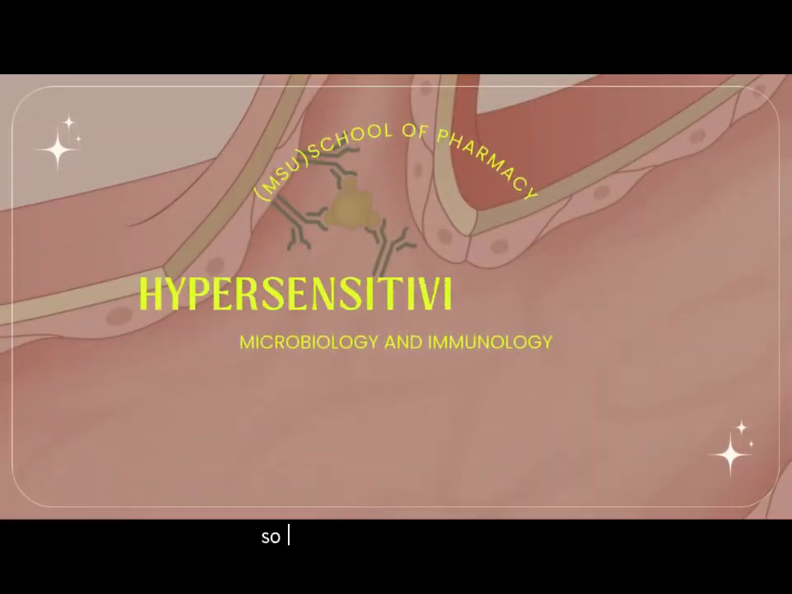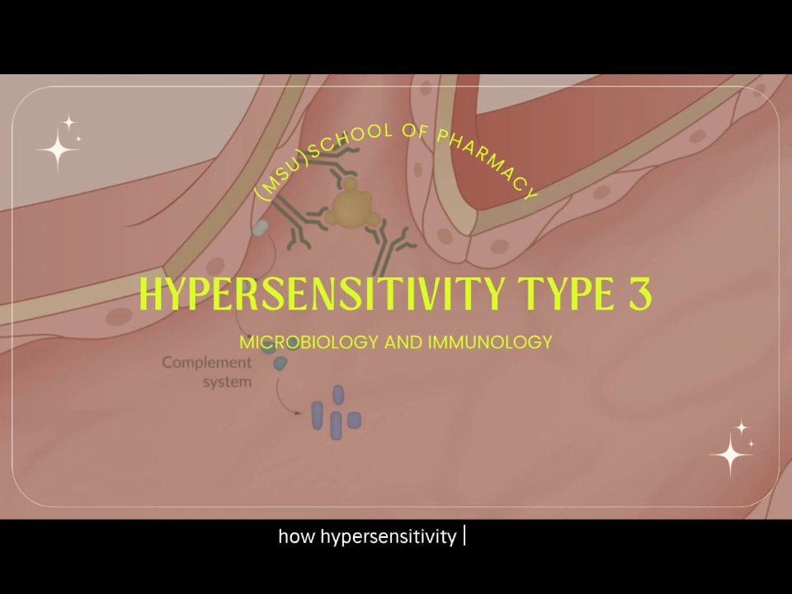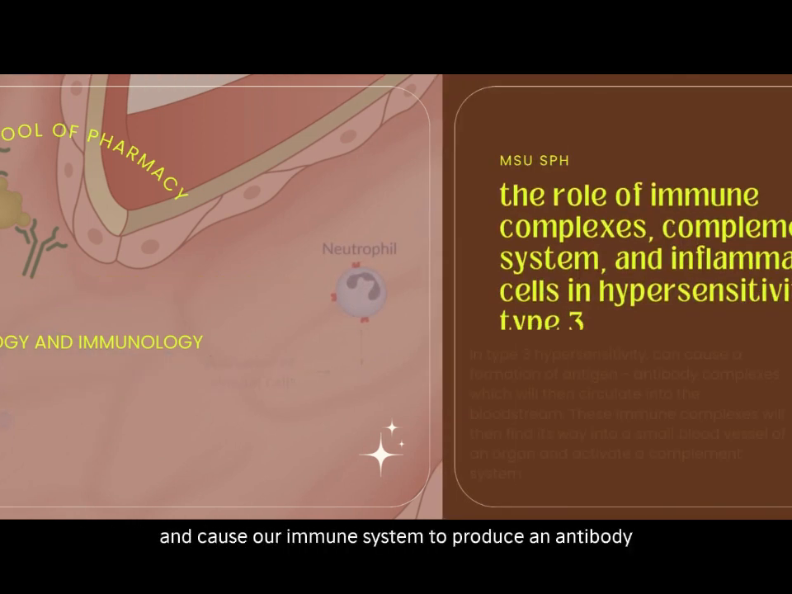Hello everyone, so today I would like to explain how hypersensitivity type 3 can cause inflammation and tissue damage in various organs and systems. Firstly, it starts when a foreign substance or antigen enters our body and causes our immune system to produce an antibody.